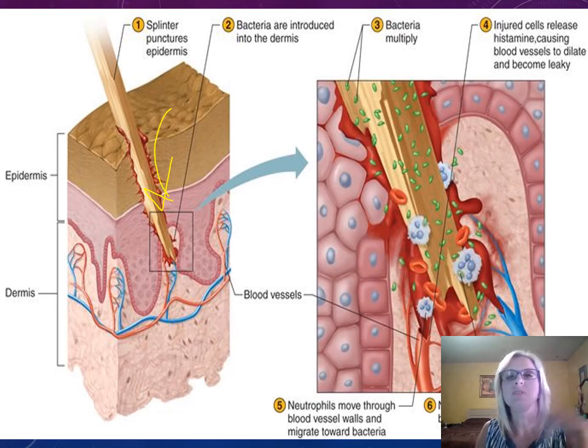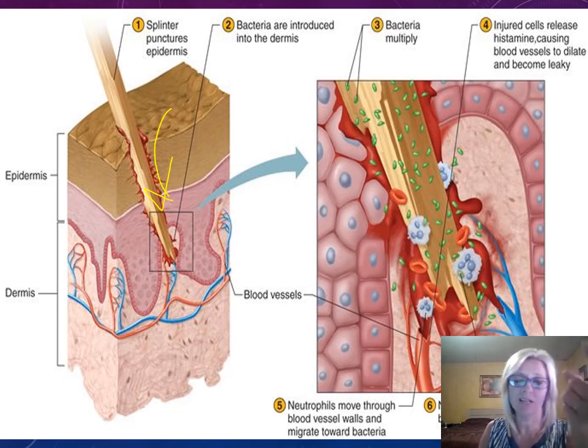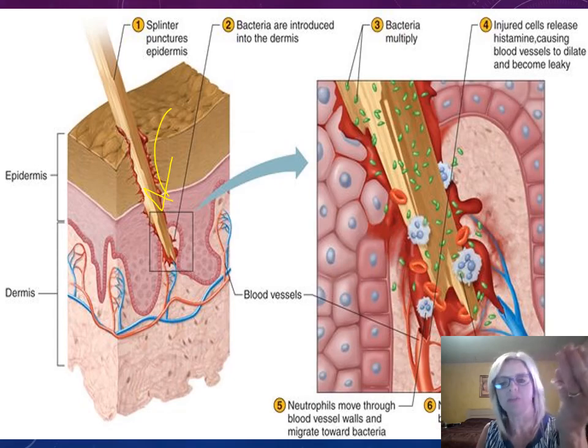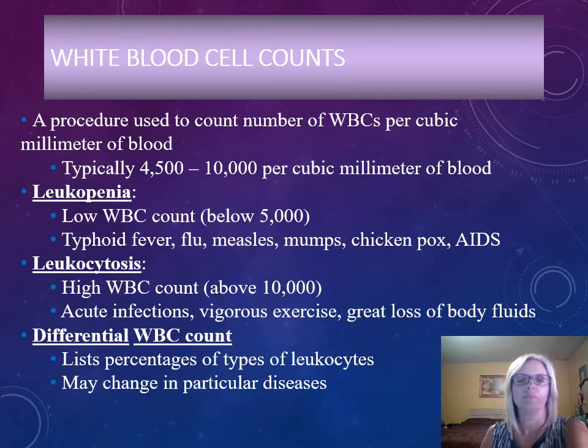And then the neutrophils are going to move through those blood vessel walls. What do we call that? Diapedesis. And they're going to migrate and actually go to where the bacteria are. Then they're going to be able to phagocytize, or cell eat. They're going to eat the bacteria and get rid of them. All right, and so remember, the pus that we see here is made of the bacteria, white blood cells, and the damaged cells. All right, so let's look at some different white blood cell counts.